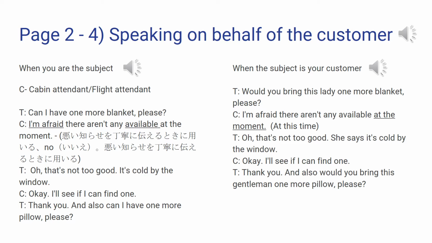Tour leader. Would you bring this lady one more blanket, please? Cabin attendant. I'm afraid there aren't any available at this moment. Tour leader. Oh, that's not too good. She says it's cold by the window. Cabin attendant. Okay, I'll see if I can find one. Tour leader. Thank you. And also, would you bring this gentleman one more pillow, please?